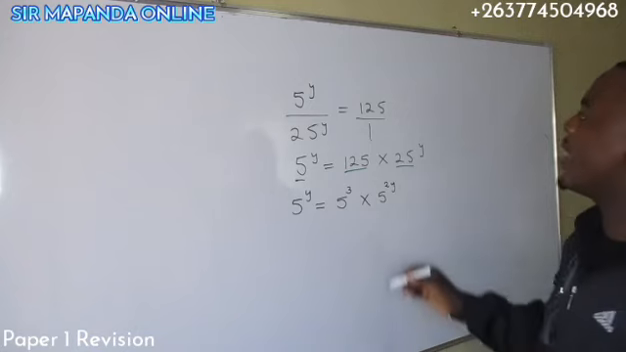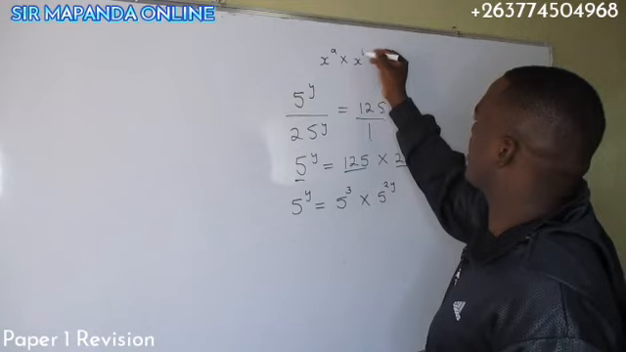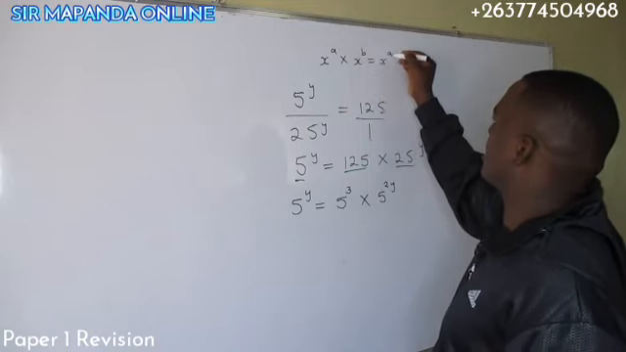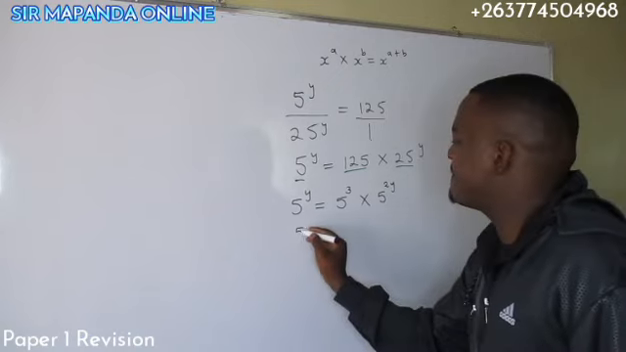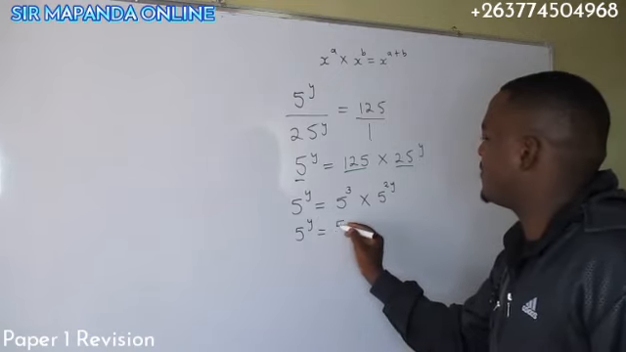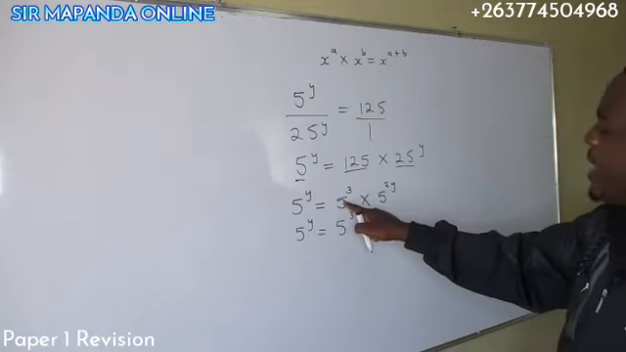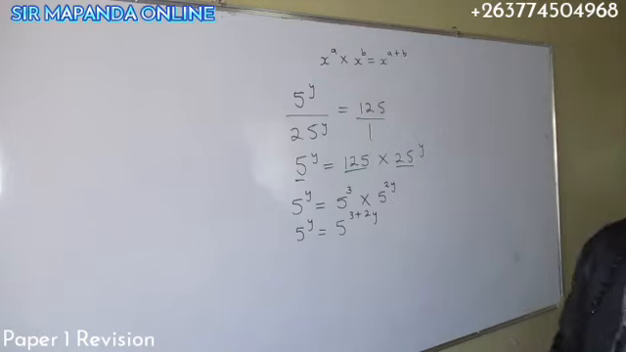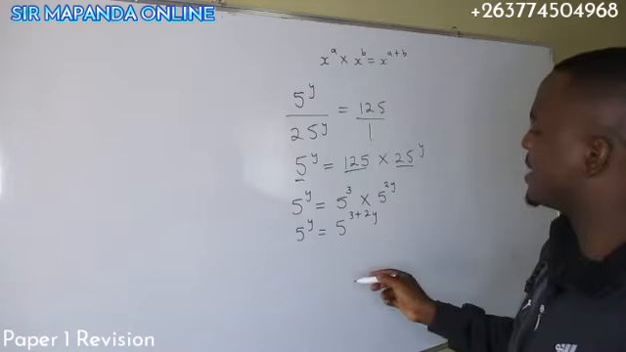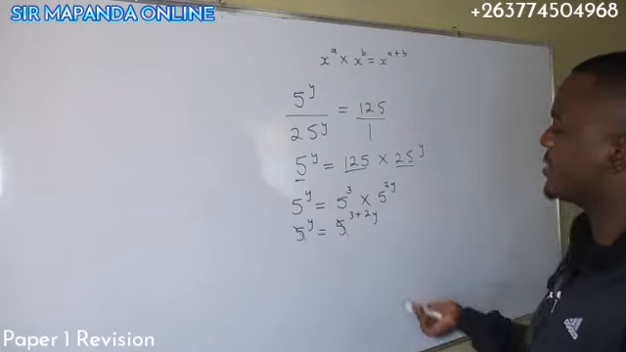So according to the laws of indices, if you multiply numbers with the same base, you add the powers. Meaning to say, 5 to the power of y is equal to 5 to the power of 3 plus 2y. Since I'm multiplying 5 and 5, numbers with the same base, you add the powers. Now that you have the same base both sides, you can cancel off the bases and concentrate on the powers.